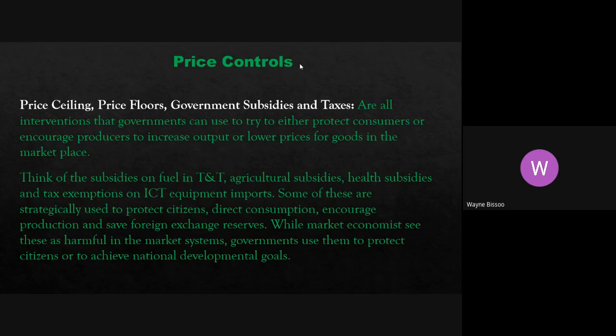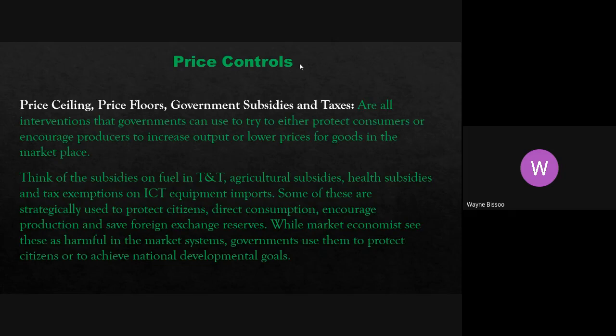And the reason why governments intervene in markets is to protect people. Either they're protecting consumers or they're protecting producers. They're either trying to increase the amount of production that's taking place, or they're lowering prices to protect consumers, which is one of the reasons why we subsidize water production in Trinidad, electricity production in Trinidad. Those things are subsidized to make it affordable for the common citizen. So if you think of subsidies in Trinidad, we have the fuel subsidy, which they're getting rid of now. You have agricultural subsidies. You have the health subsidy. Think about free healthcare access.